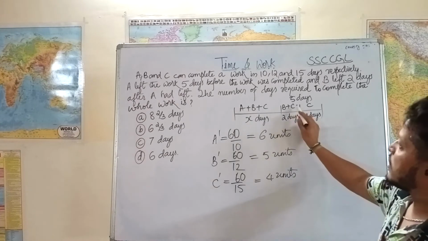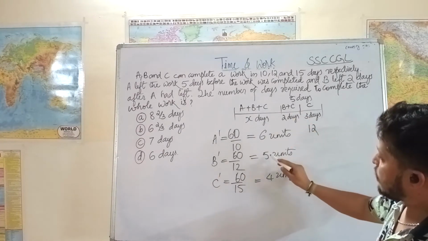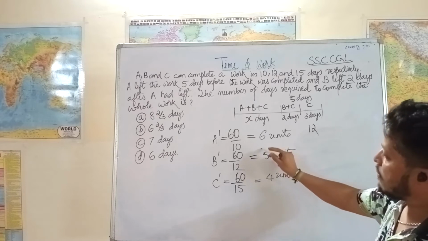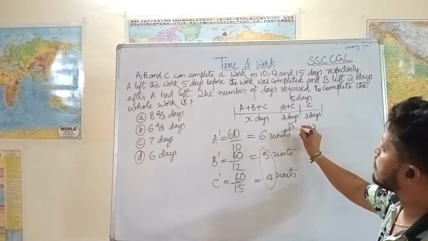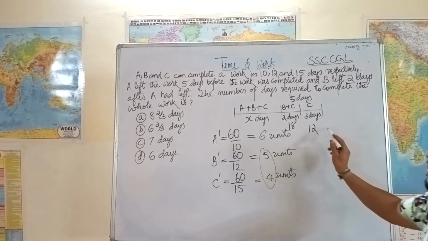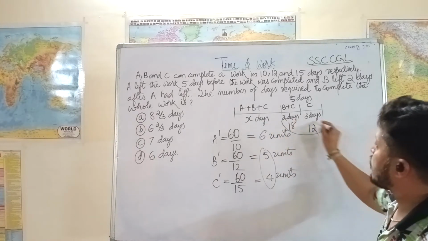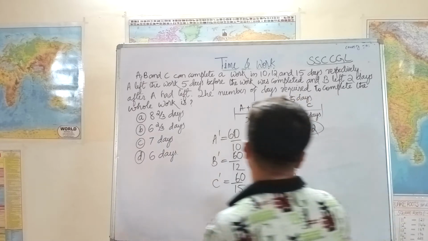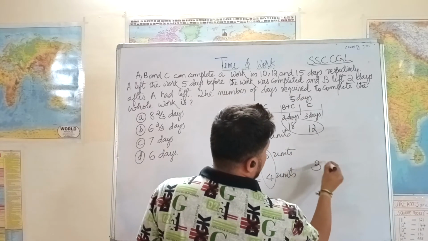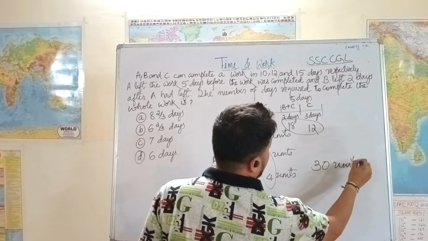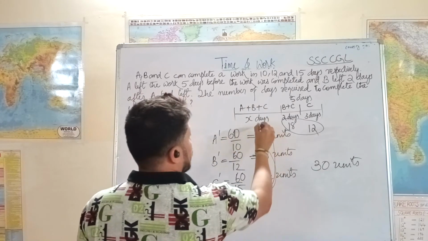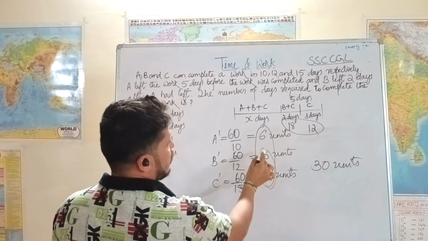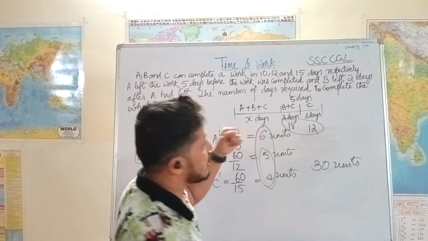And B and C together worked for 2 days. So 5 plus 4, every day they do 9 units of work, and into 2 is 18 units of work completed here. So total work is 60, and 30 is completed. So the remaining work is 30. Now all three are working: 6 plus 5 plus 4 is 15. So 15 units they can do in one day.